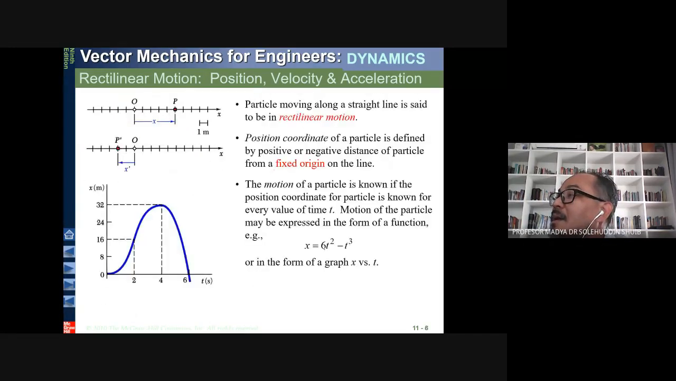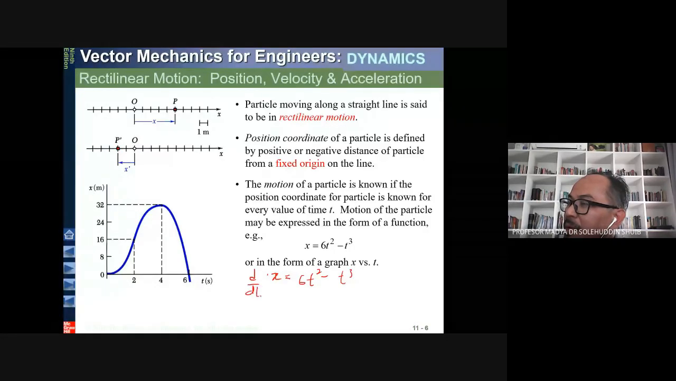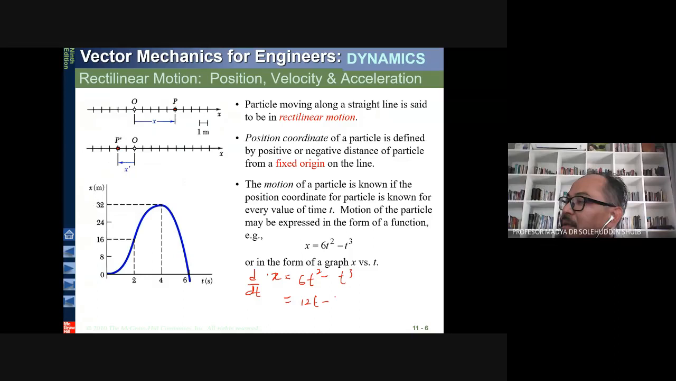This one, yeah, x equal to 60 squared. So what will we get if we differentiate this with respect to time? Okay, so we have here x equal to 60 squared minus t cubed. So you differentiate with respect to time. What do you get? Okay, so you get 12t minus 50 squared.